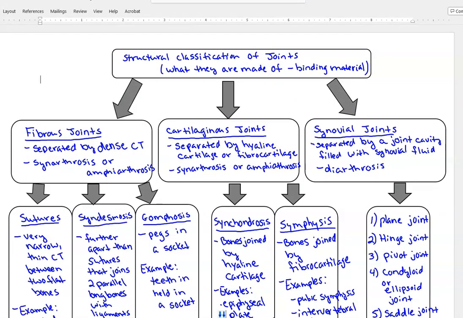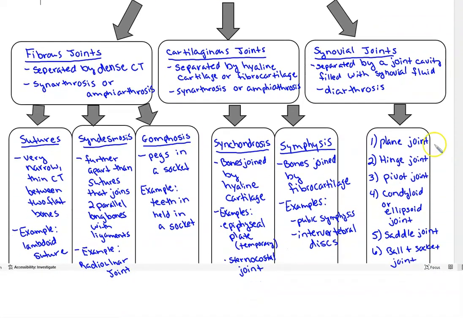So let's look at those, and then we'll look at them more specifically. There is going to be the plane joint, a hinge joint, a pivot joint, a condyloid or ellipsoid. Those both words are acceptable. Saddle joint, and then everyone probably is most familiar with the ball and socket. So there are 6 types of synovial joints, and you should have a separate handout that you're going to be filling in as we talk about the 6 different types.